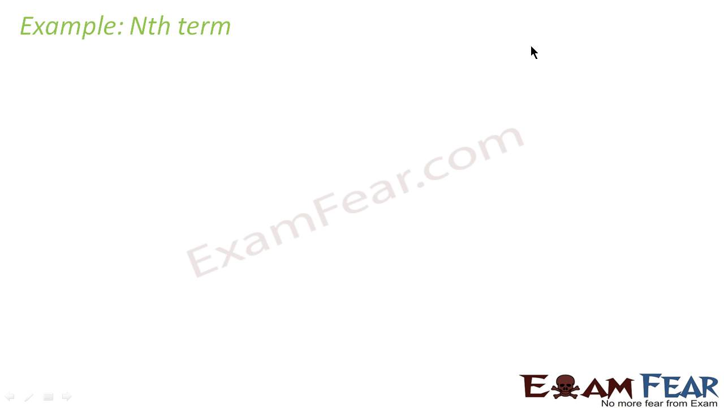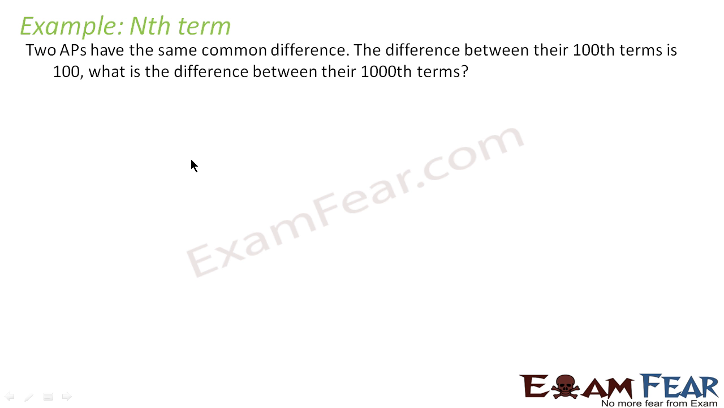Let's take one more example. The question says, two APs have the same common difference and the difference between their 100th terms is 100. Find the difference between their 1000th terms. So the question is something like this.